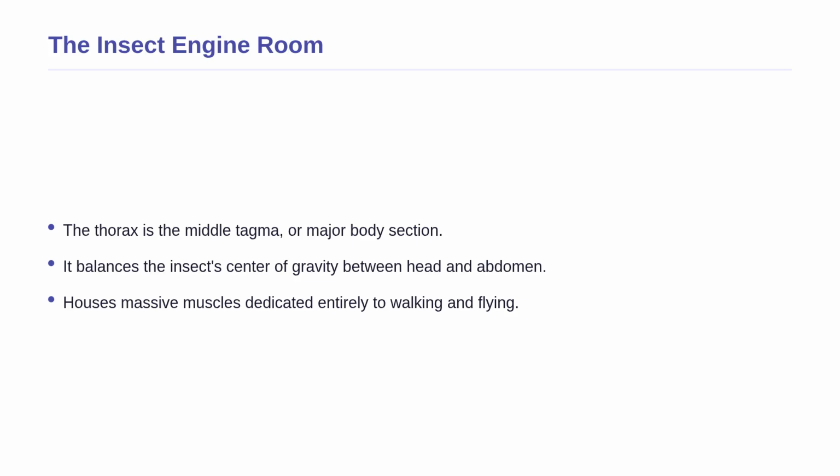To truly understand the insect thorax, imagine you are looking at a highly advanced miniature sports car. While the insect's head acts as the steering wheel and sensory dashboard, the thorax is the powerful engine room and chassis combined. Formerly known as the middle tagma, it sits perfectly between the head and abdomen to balance the insect's center of gravity. This entire section is dedicated to movement, housing the massive muscles required for walking and flying. Without this specialized engine room, vectors like mosquitoes could never travel to find a host.